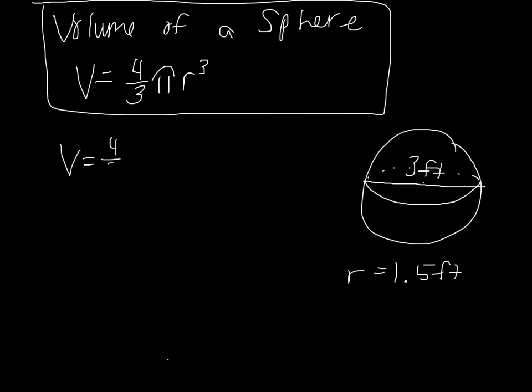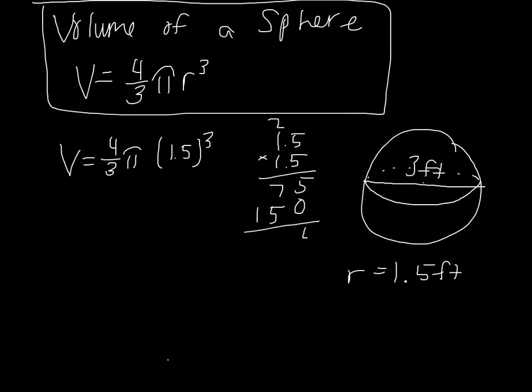V equals 4/3 pi 1.5 cubed. Okay, now I need to do 1 5/10 times 1 5/10. I'd get 25, 5, 6, 7. Add a 0, I'd get a 5 and a 1, 7, 8, 9, 10, 11, 12. So I would get, bring it back twice, 2 and 25 hundredths. Then I need to multiply that by 1.5 because I need 3 of them.